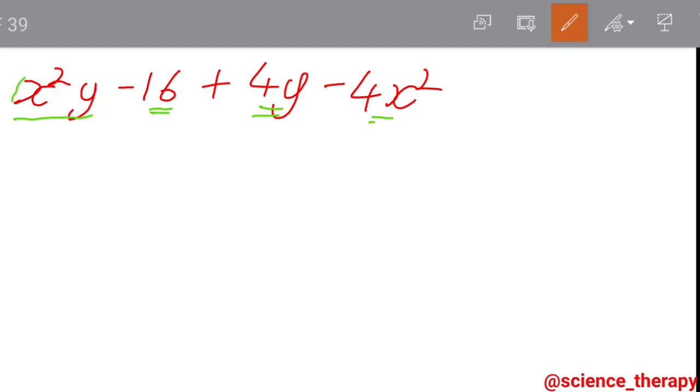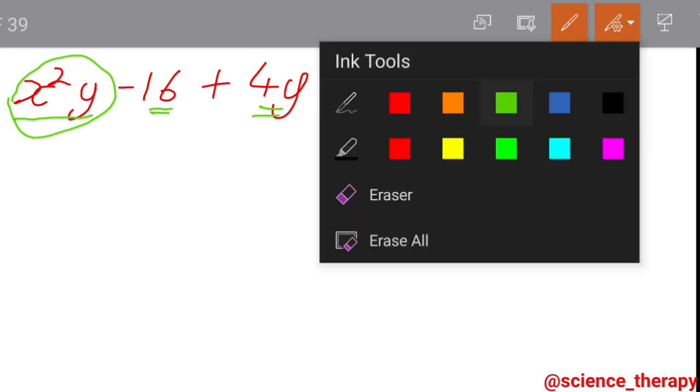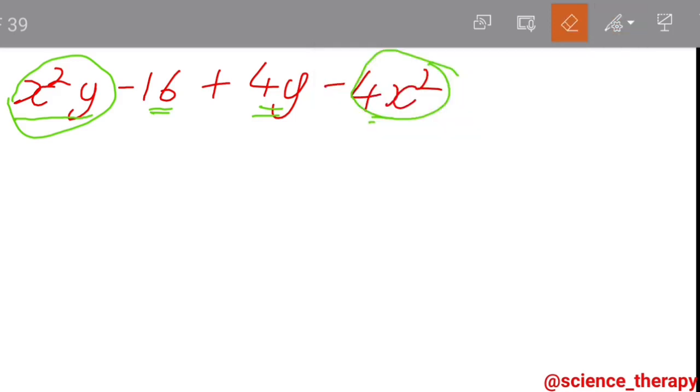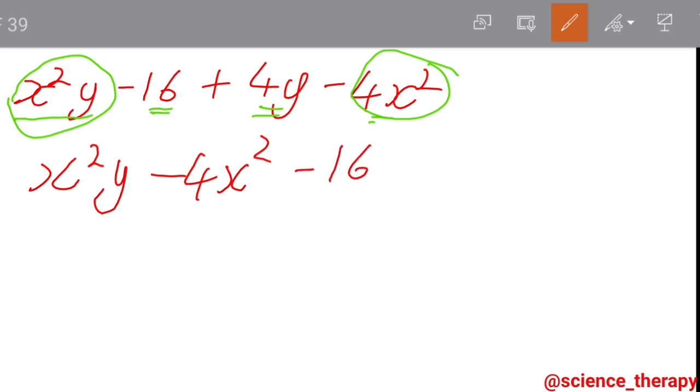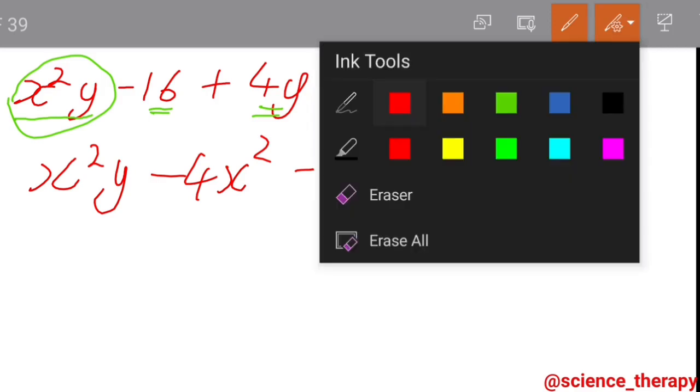So if you check this one, this is x squared y, and then the last term is 4x squared. So we can see that these have the same variable and exponent. So it is best that we write them close to each other, right? So we arrange them in terms of the like terms that they have. Now that means for the third and fourth term, we'll be left with negative 16 plus 4y, right? Now it becomes easy when it's like this, because at this point you can see that the first term and the second term have a like term, right?